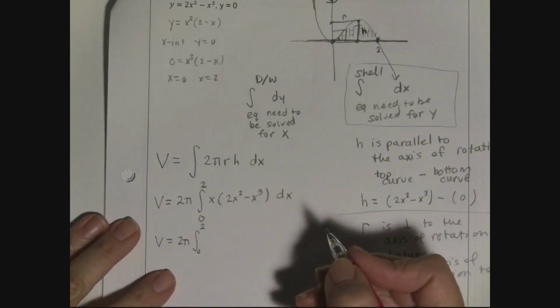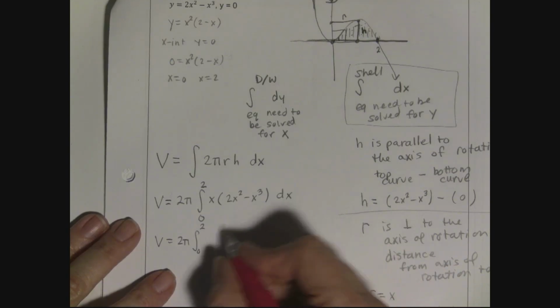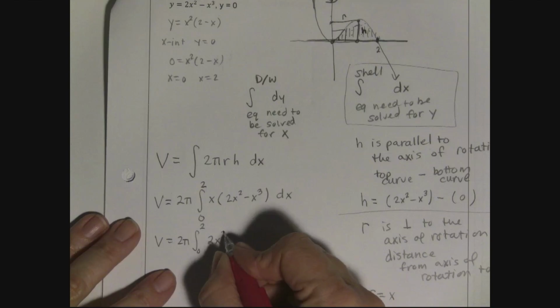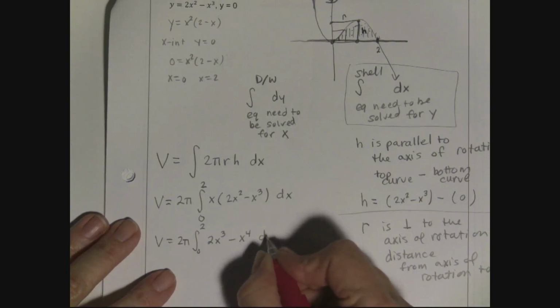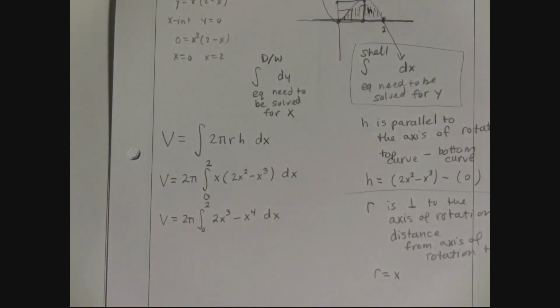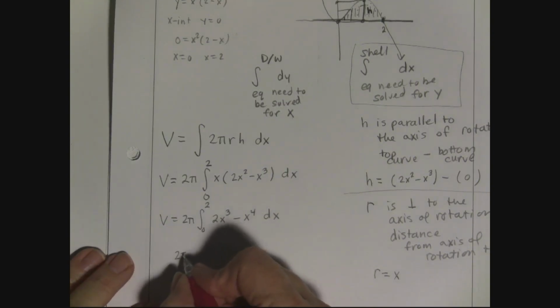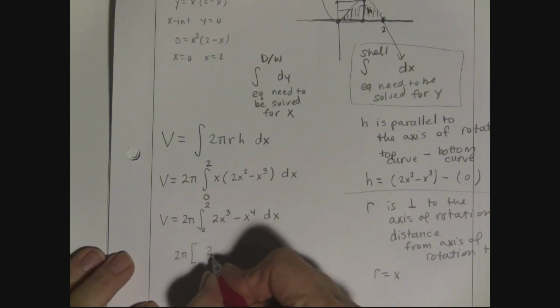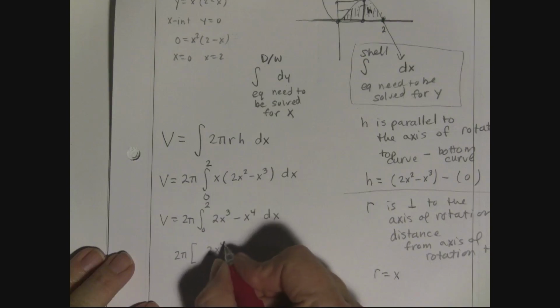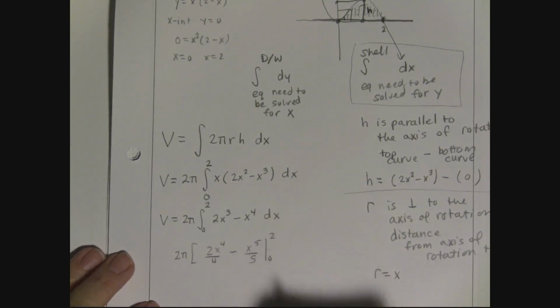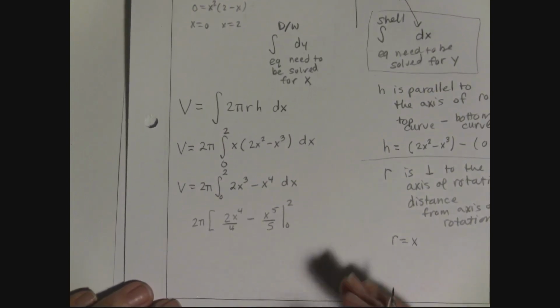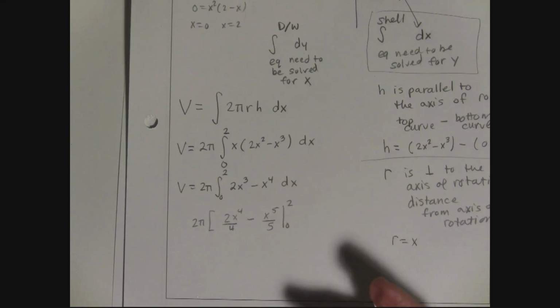So the first thing I'm going to have to do in order to integrate that is make it something I can integrate. So I have to multiply this together, which is using the distributive property. So hopefully I don't make a boo-boo there when I multiply. And now that I've multiplied, I can integrate. So the 2 pi I'm trying not to lose. And the 2 holds still. And I add 1 and I divide by 4. And I add 1 and I divide by 5. And that's going from 0 to 2. And 0's nice.